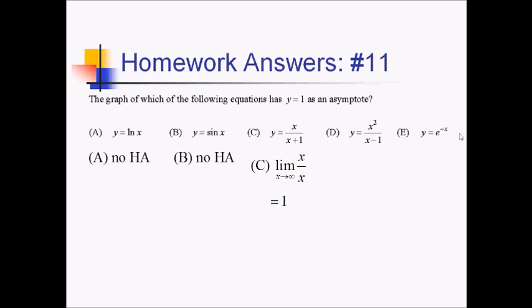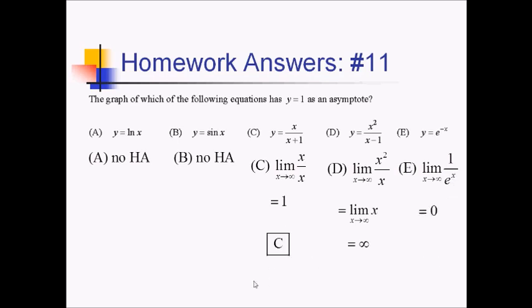Just for the heck of it, though, let's keep going and just make sure. So this one is going to reduce to x squared over x, or just x. If you plug infinity in there, you're going to get infinity, so no horizontal asymptote there. For this one, we've got essentially 1 over e to the x as x approaches infinity. So this is going to reduce to 0. This is bottom heavy. So that means that C is indeed the best option for this.